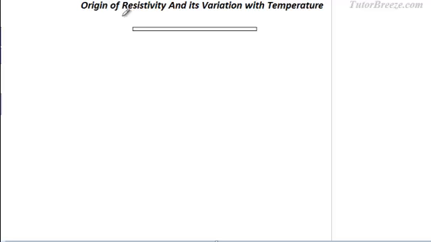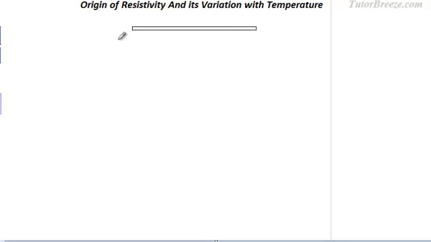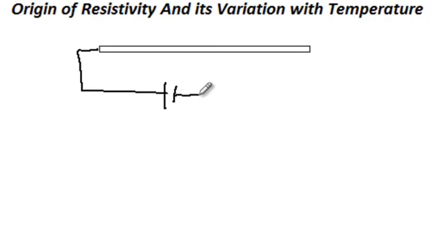In this lesson, we are going to discuss the origin of resistivity and its variation with temperature. So let's first take a look at how current flows inside a conductor. Suppose initially the conductor is connected to a voltage source, but the switch is off, which means that V is equal to 0 across the conductor.